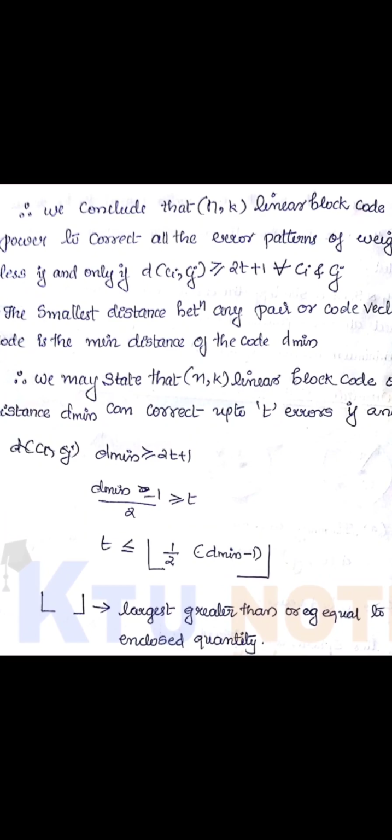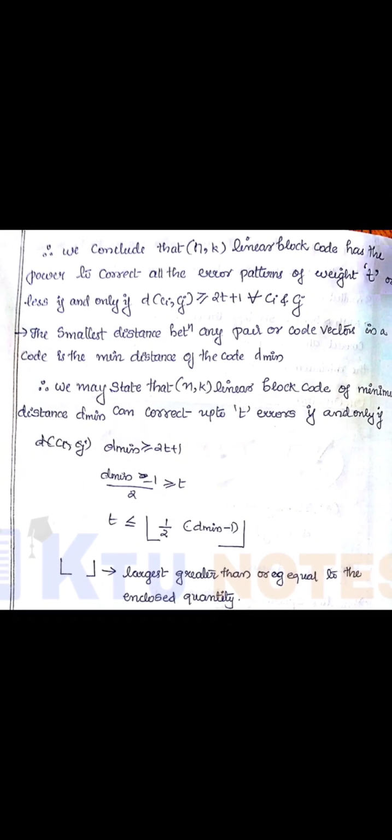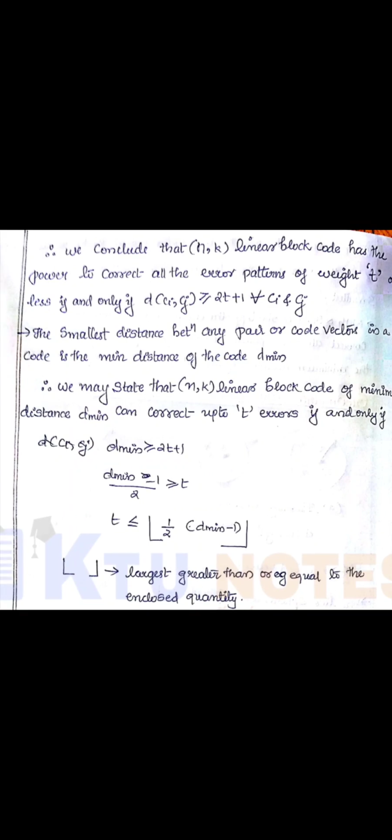That is, d minimum: this plus 1 will be moved here and 2 will be placed here. So (d minimum minus 1) by 2 is greater than or equal to t. So t is less than or equal to 1 by 2 times (d minimum minus 1). Okay, so this is how we are selecting t. By getting the d minimum value, we can find out the value of t, that is the error value. From this we can find the error.